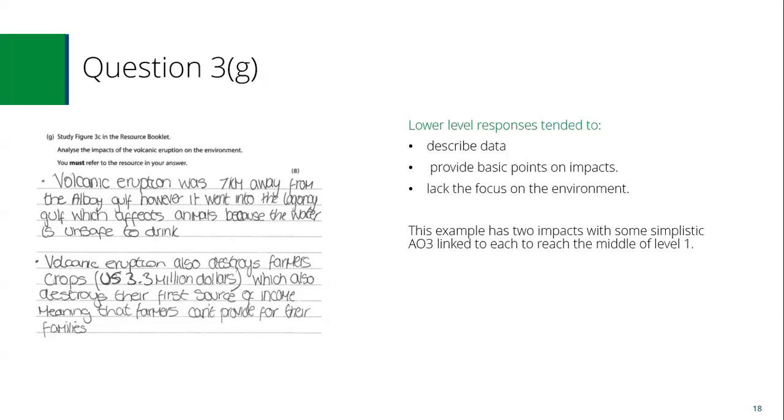So the volcanic eruption was 7 kilometers away from Albany Gulf, however, it went into the lagoon, Laguna Gulf, which affects animals because the water is unsafe to drink. So again, you can see it doesn't really get to grips with it. It's basic reasoning. Volcanic eruptions also can cause farmers' crops to be destroyed, which also destroys their source of income, meaning that farmers can't provide for their families. So you can see that point is irrelevant because it's about the environment. Okay, so again, drifting off the point is important.